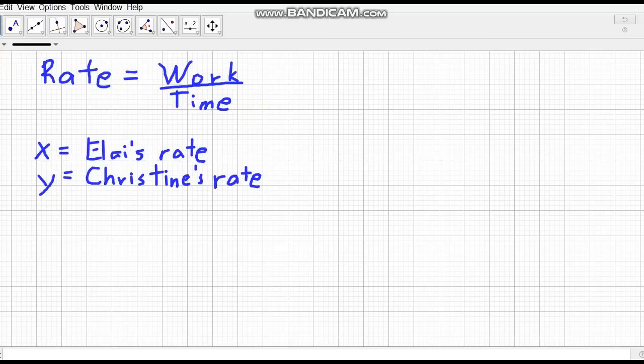Let's take our first sentence. Ella can repaint a doghouse 3 times faster than Christine. So x is 3 times faster than Christine, so x is equal to 3y. This is our first equation. For our second equation, it says that if they work together, that is represented as x plus y. We combine their rates together. It will take them 4 days to complete the job.